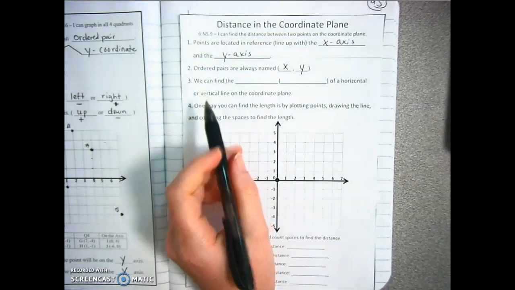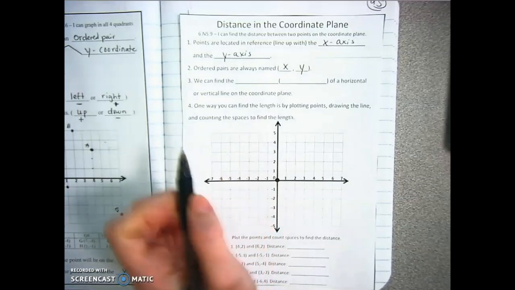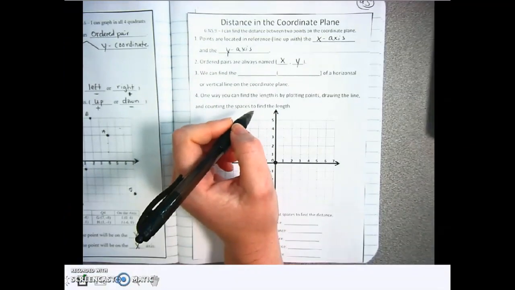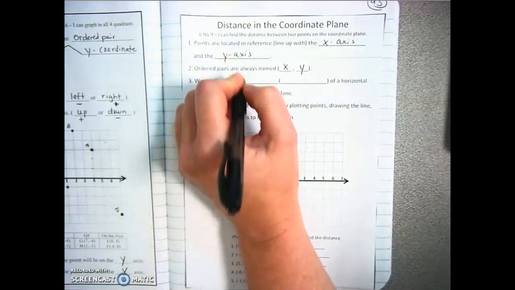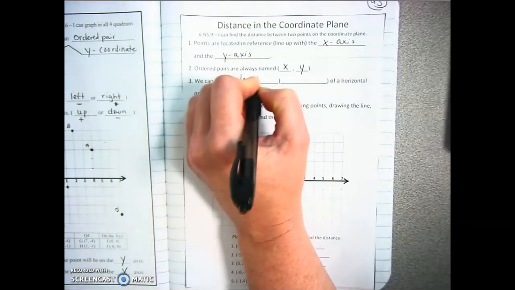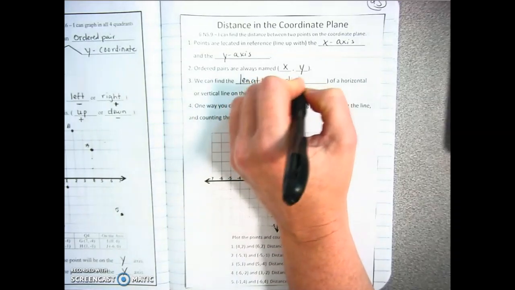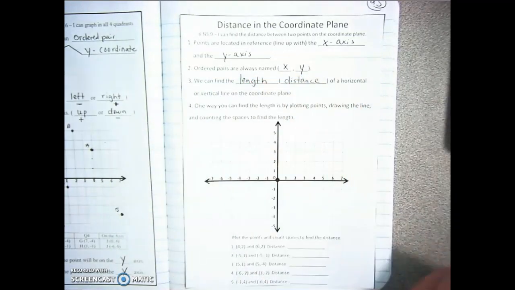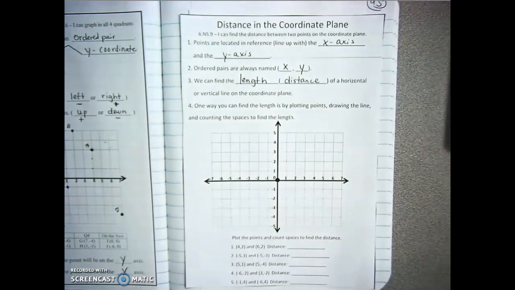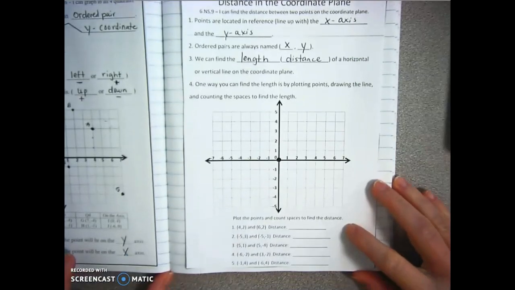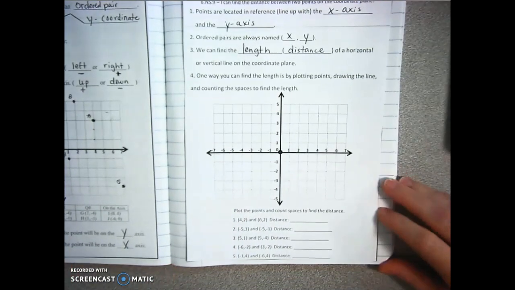Number three, we can find the length, and then in parentheses, distance, of a horizontal or vertical line on the coordinate plane. One way you can find the length is by plotting the points, drawing the line, and counting the spaces to find the length.